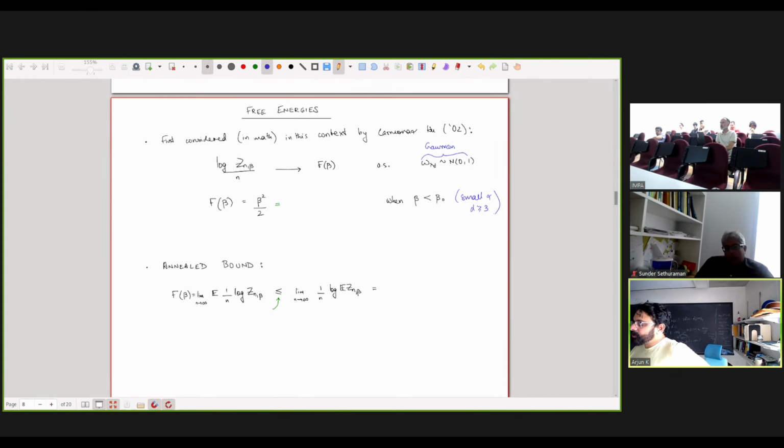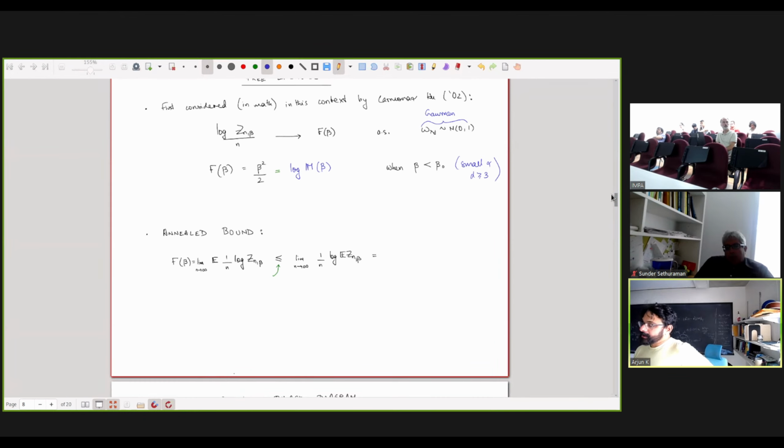That beta squared over 2, you'll notice for Gaussian weights, is just the log of the moment generating function. They noticed one more thing about this free energy, which is that it has an annealed bound in general, which follows from just the Jensen inequality, that F beta is equal to the log moment generating function for small beta, and it is in general less than or equal to this log of the moment generating function.